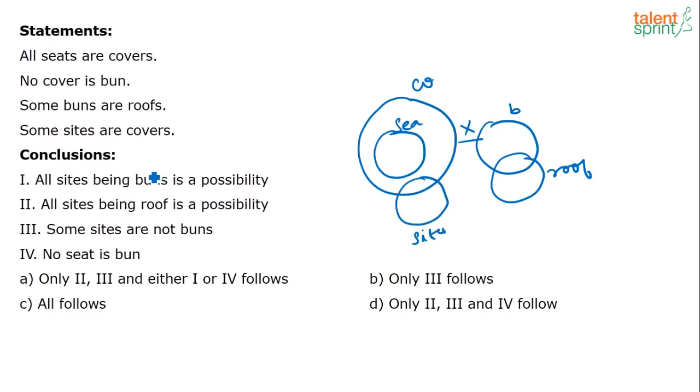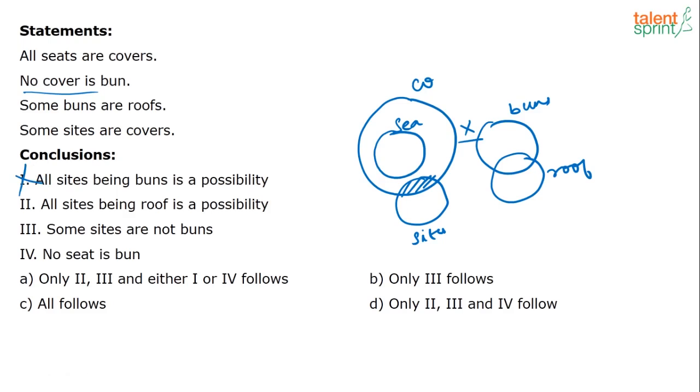Now all seats being buns is a possibility. Is that a possibility? See, this is buns, right? Here you can see that some seats are definitely covers, and it is very clearly given that no cover is bun. So the seats which are covers will definitely not be bun. So all seats being buns is never a possibility. So the conclusion 1 does not follow.